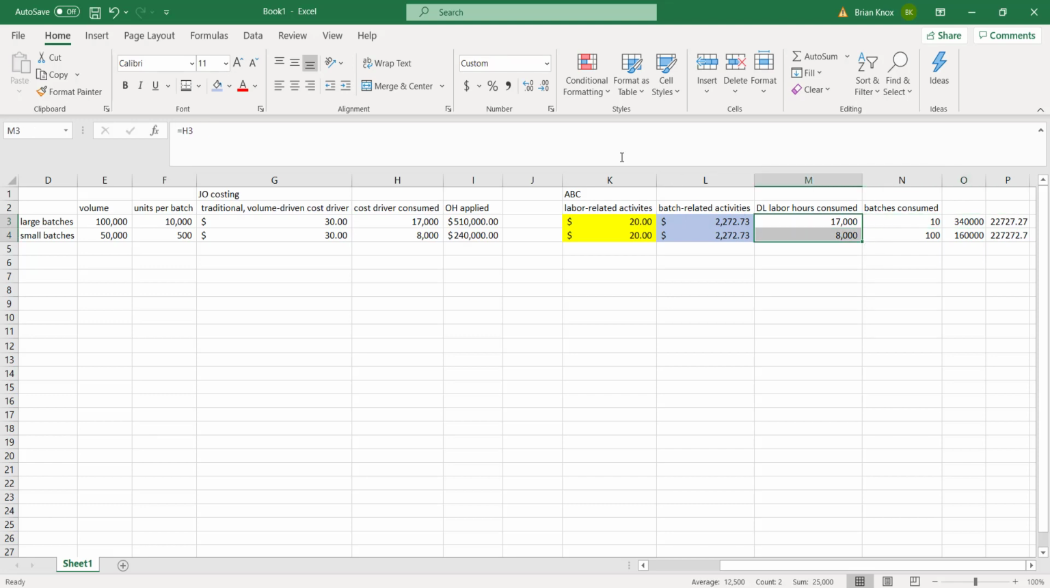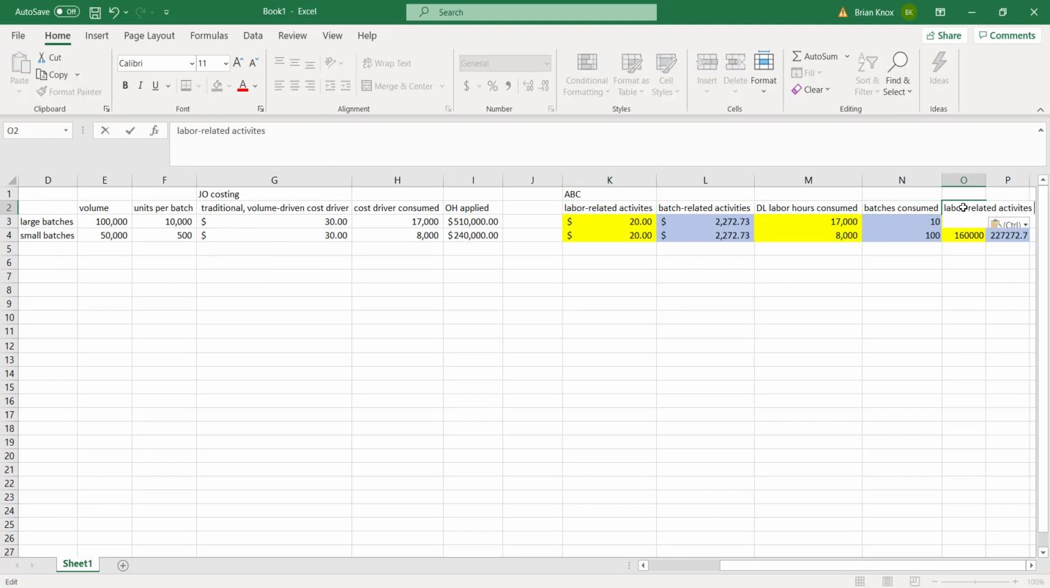This is our blue. This is our yellow. This is our yellow. This is our blue. So now give me a second.